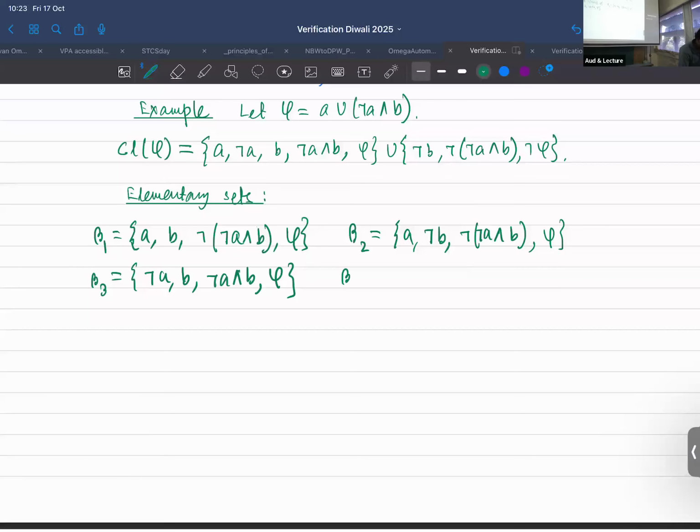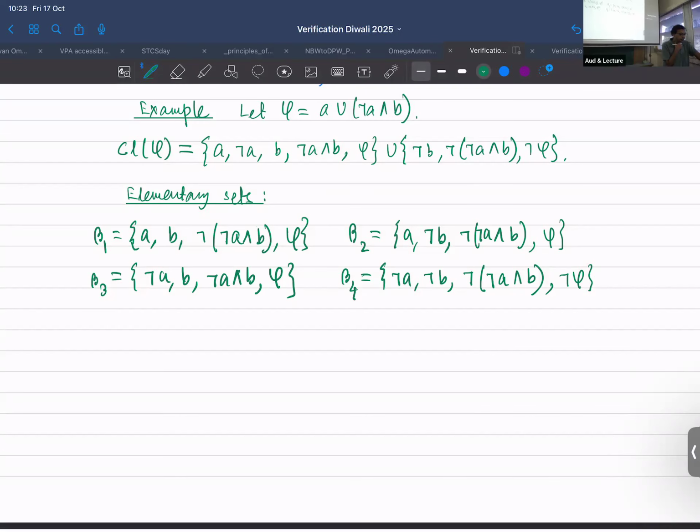I can have not A, let's say not B. Then I can have negation and B. Is it clear? Okay. So I have A or not B. Yeah. And can I have here phi? No. We can have not phi. Okay.